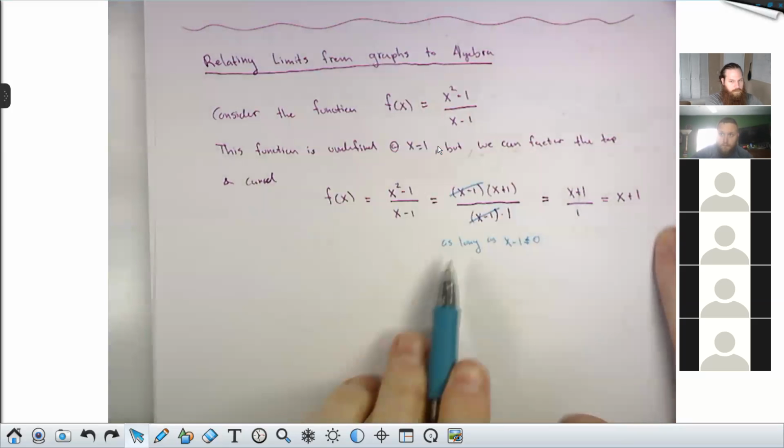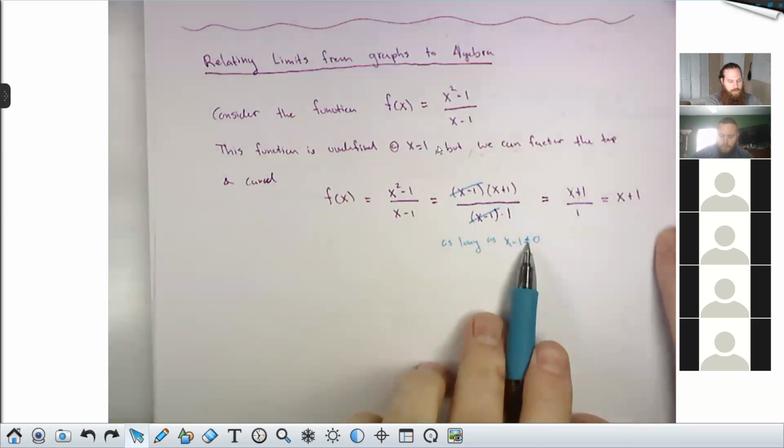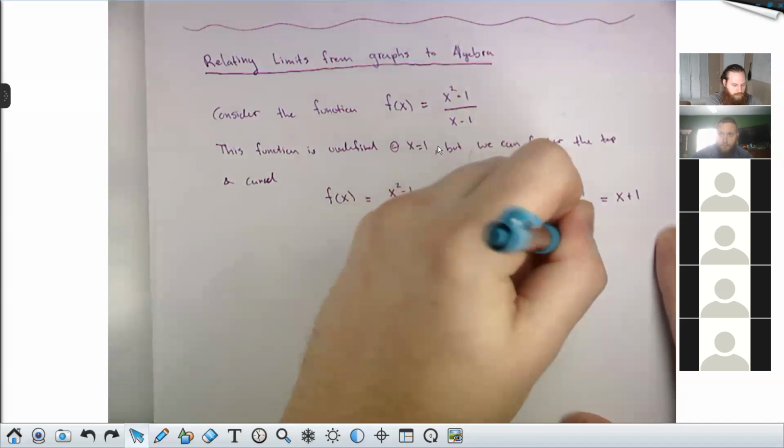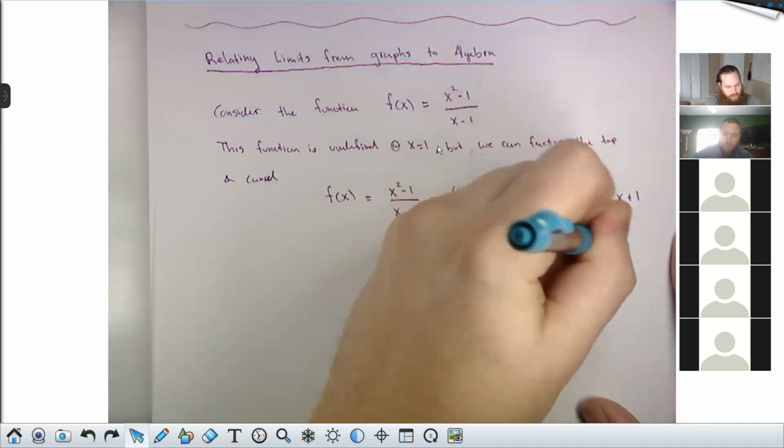Now, this is kosher only as long as x minus 1 is not equal to 0, which is the same as saying x is not equal to 1.